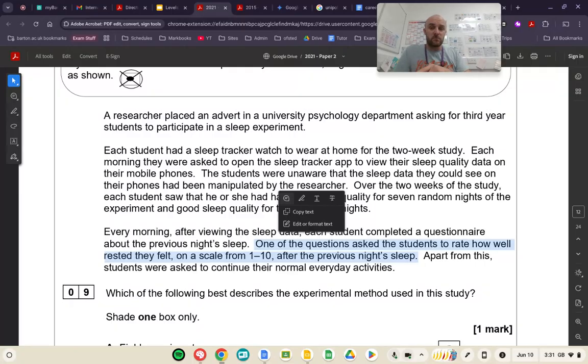1 to 10. That has a true 0. You can't go outside of those parameters. The gaps between 1 and 2 are not necessarily the same as 4 to 5 because it's opinionated data. It's unequal intervals. And you can rank them. I can literally rank them, 10 being brilliant sleep, 1 being awful sleep. I can rank and order how well rested they feel. So in this case, when it later goes on to ask what the level of measurement is, you would say ordinal data.